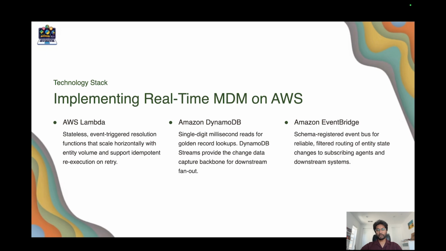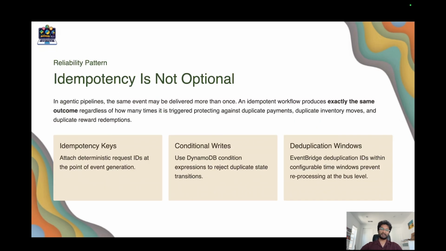Now I want to talk about the part everyone underestimates until it burns them. What happens when the same event shows up twice? In an event-driven system at scale, this is not an edge case. It is a guarantee. Networks retry, queues redeliver. The same event will arrive more than once, every single day. Idempotency means that no matter how many times an event fires, the outcome is the same as if it had fired once.